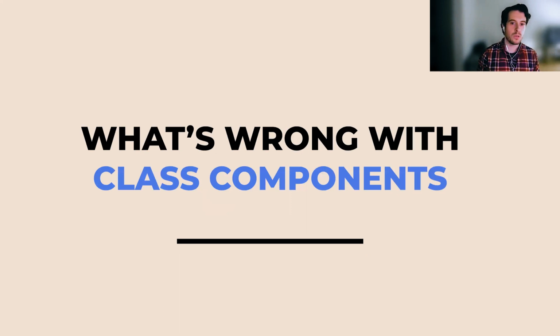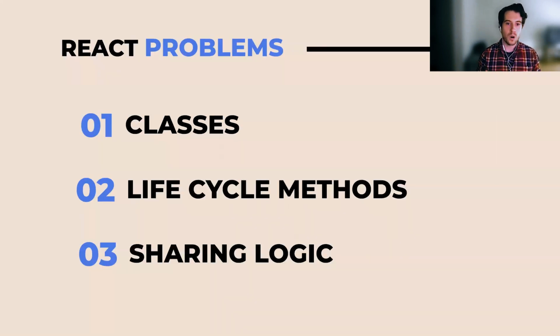So what's wrong with class-based components? I mean, they are totally functional, and React has no plans to deprecate them, so they're not going away anytime soon. But they do have some problems. I'll go deeper into these later, but for now, we can break them down into three categories. One, general issues with JavaScript. Two, problems with lifecycle methods. And three, how hard it is to share non-visual logic.